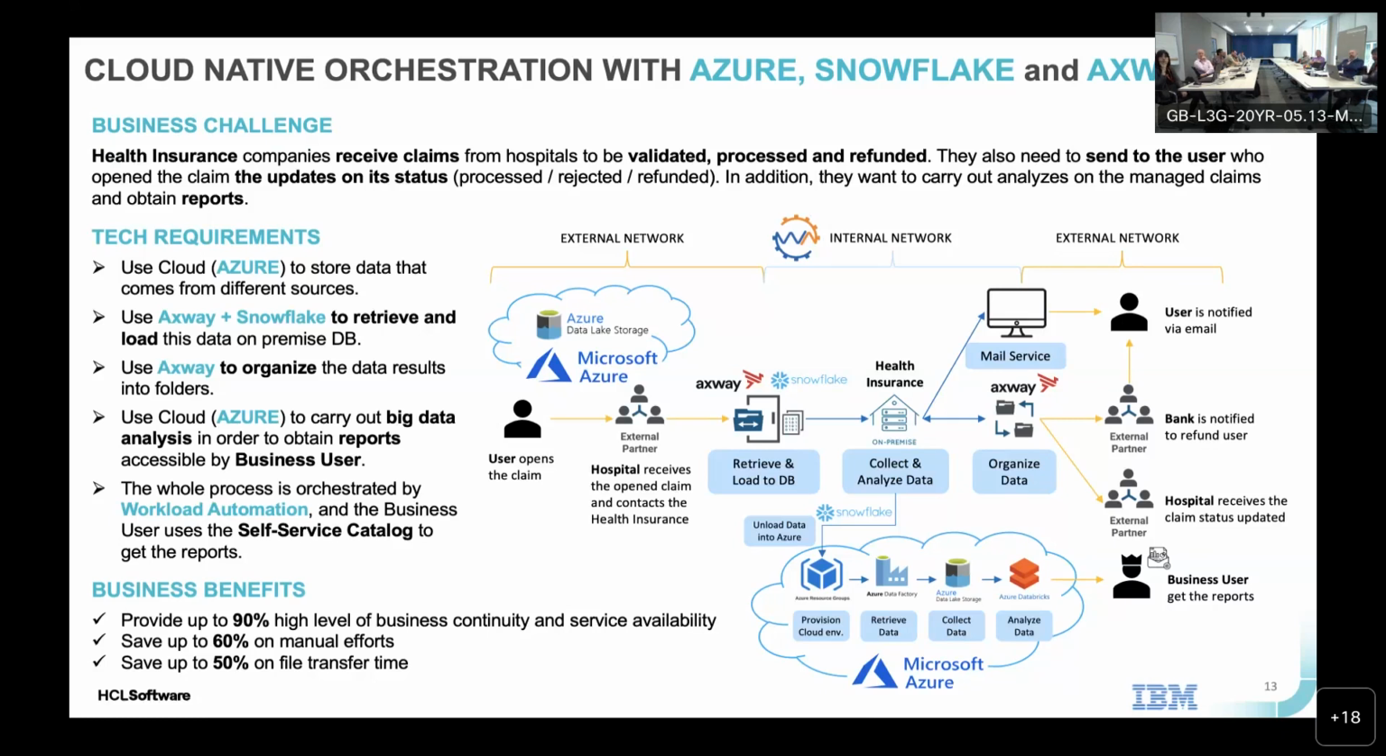So in this case, we use AZURE mostly for data storage. Axway and Snowflake are used to move the data. Axway from an external network to an internal network, for example, and Snowflake to put that data in a warehouse. And then we use again some other cloud services to analyze the data, and we can envision even a sub workflow that is another kind of analysis to create reports.